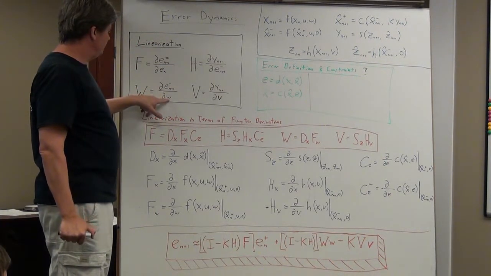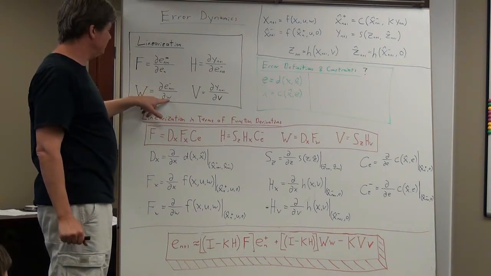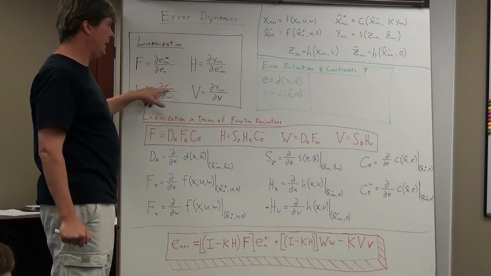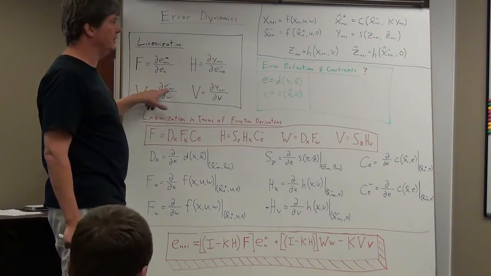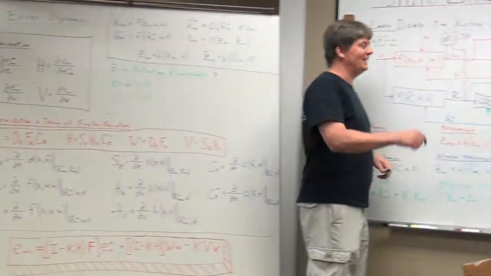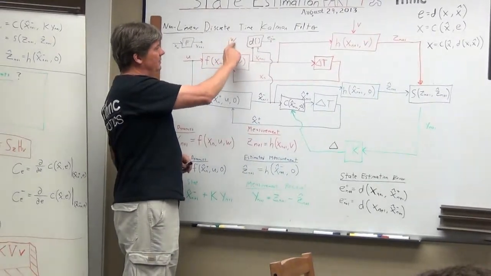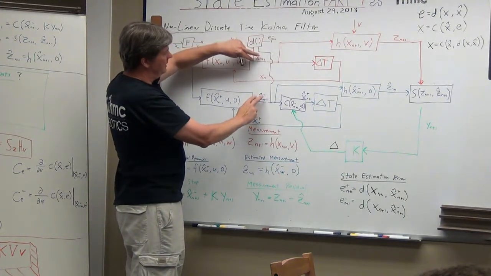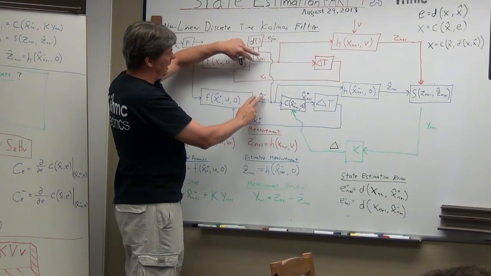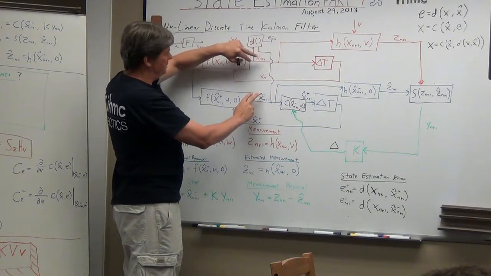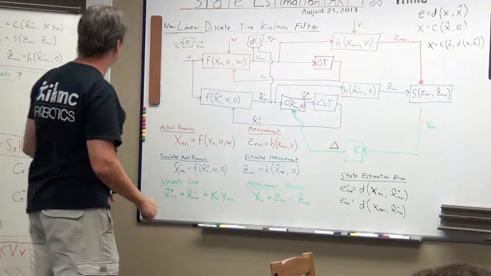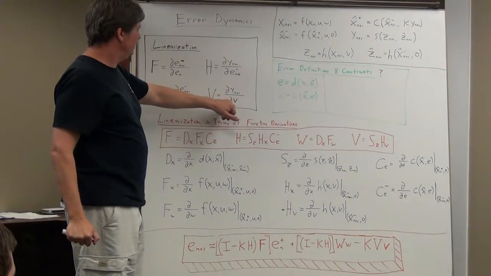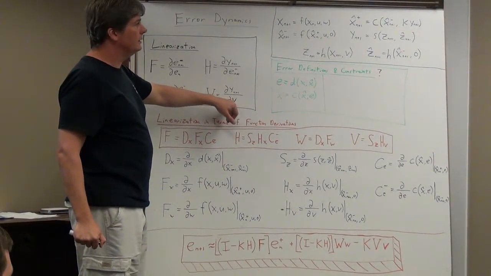W is if you change your process noise coming into the dynamics a little bit, how much will that change the error on the output of your dynamics? If this signal varies a little bit, that changes the output a little bit, which changes the error between these two. And capital V is how much your residual changes for a little bit of change in your sensor noise.